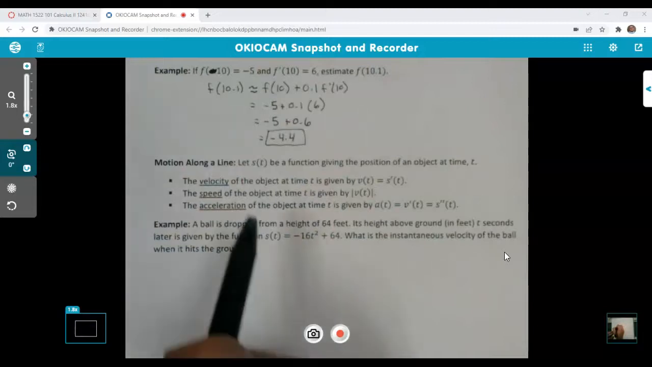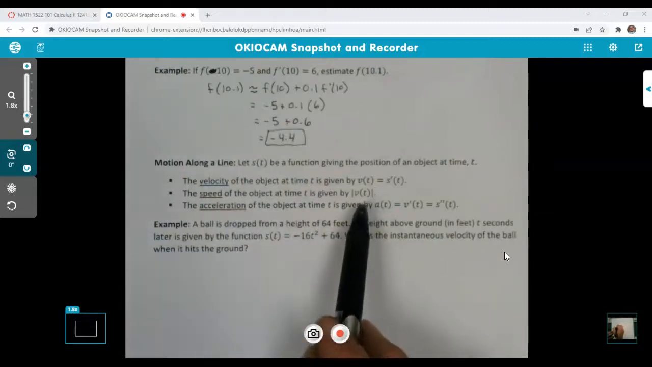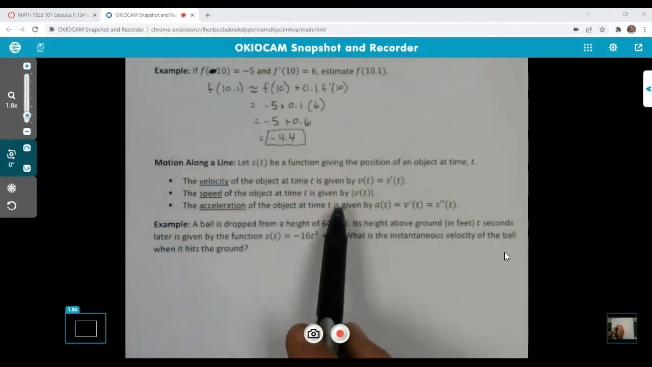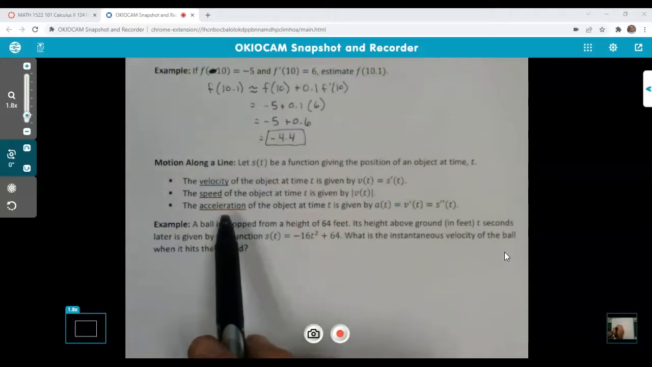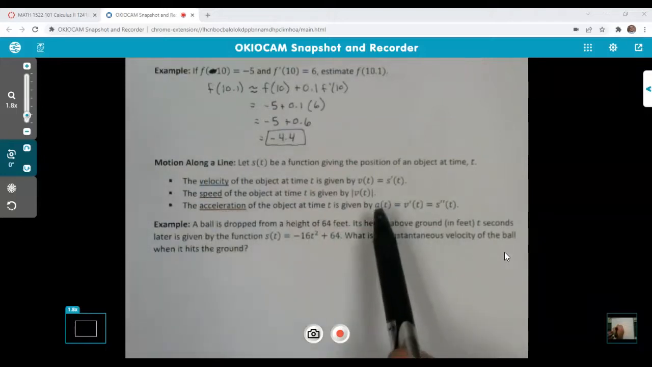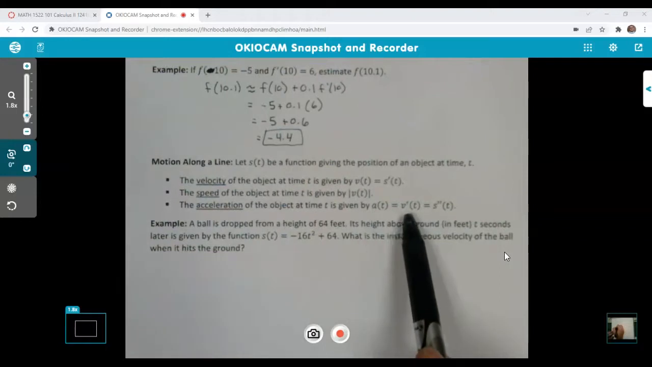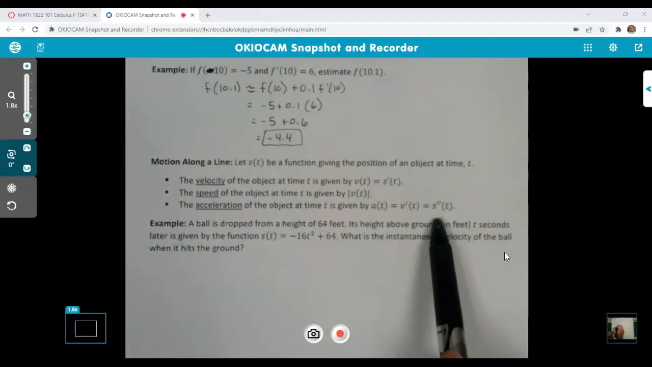Given all of that, the acceleration is a of t, and remember that this means how does my speed change, right? And so a of t is equal to v prime of t, again, because it's how my speed will change. And that is the same as the second derivative of s of t. So using all of that stuff, let's look at this example right here.